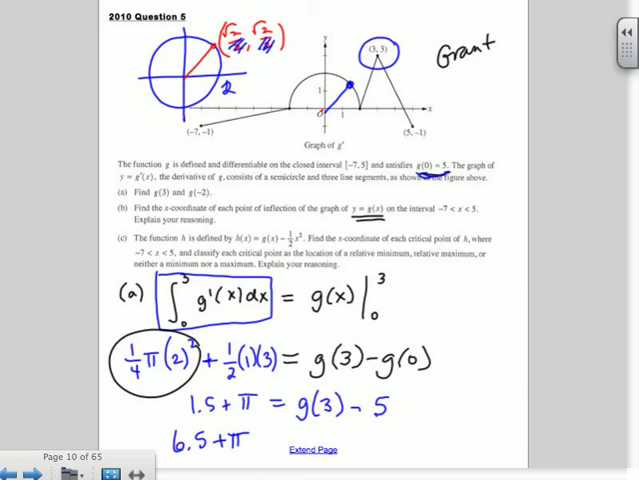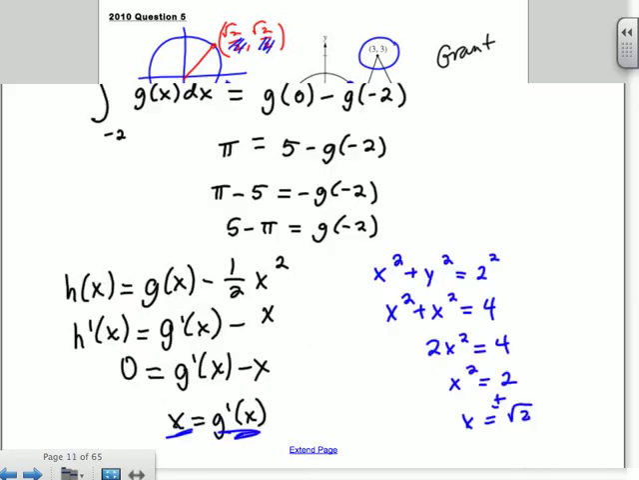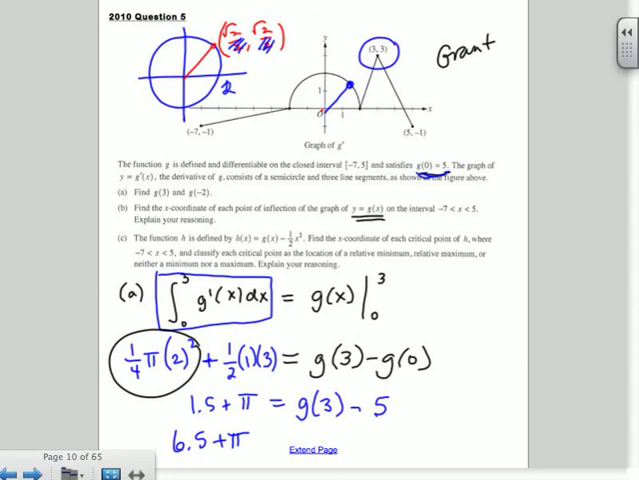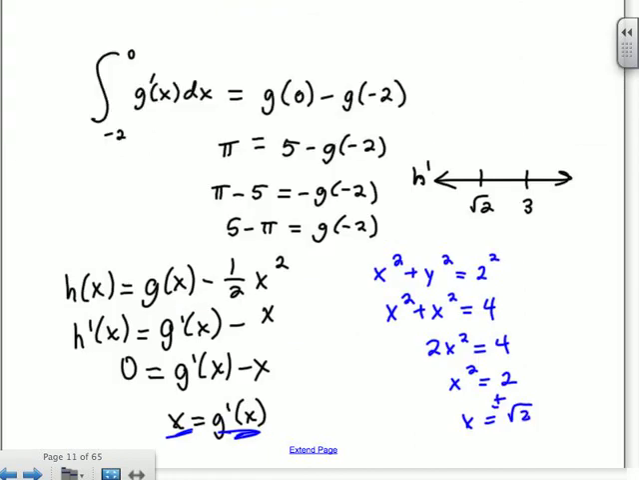Okay. So are there any other points? I don't think so. I think that's the only 2. Okay, and then you have to classify each one as a relative max or min. So we said 3 and square root of 2. And we're talking about h prime. So if I plug in 0, g of 0 minus 0. So what is g of 0? Oh yeah, g of 0 is 5, right? So it'd be positive.